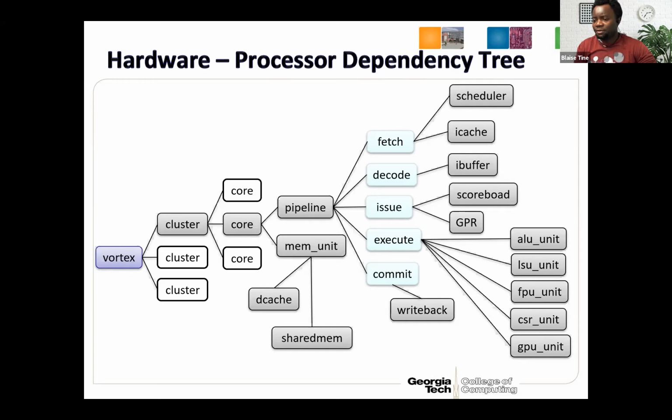So at the high level, you can see that this is very similar to the pipeline that I showed in the previous presentation. At the high level, you have Vortex here. This is a processor. There's a high-level module for Vortex that represents the full processor. Inside this module, there's an array of cluster modules, and inside a single cluster, there's an array of core modules. In a single core, we have two modules, one for the pipeline and one for the memory unit. In the memory unit, we have the D cache and the shared memory that are part of this block.